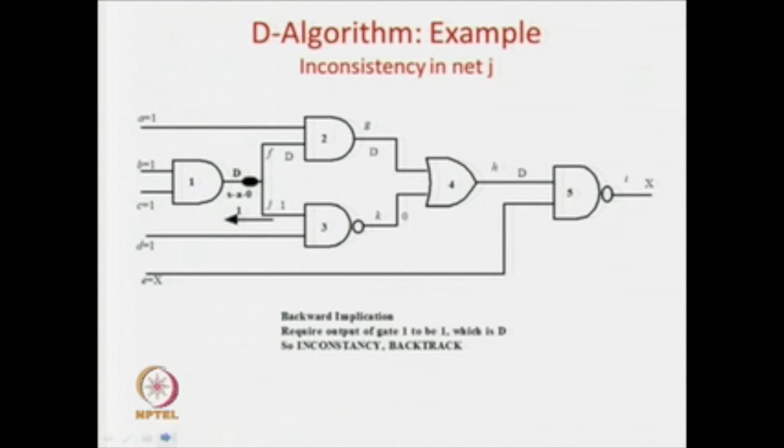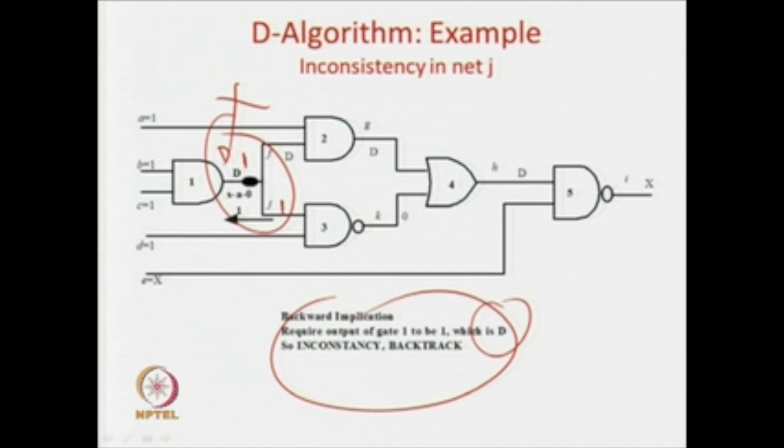Immediately, now what happens? You get a 1 over here. So, immediately if you get a 1 over here, the output is known. As already discussed, if the output is known, we also require a 1 over here, because of the backtrack or the J frontier for the fan out stem. But we already know that this is a D. So, there is actually a clash over here. Backward implication, we require 1 at the output of this gate, but what is at D? So, there is the inconsistency and you have to backtrack.